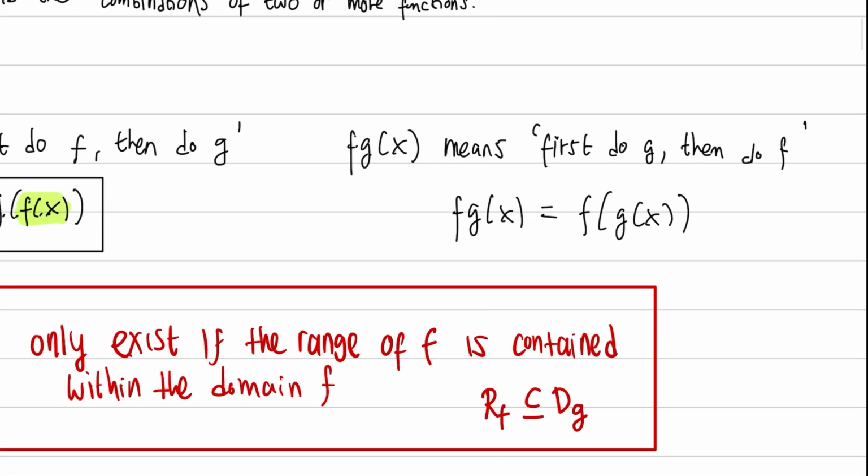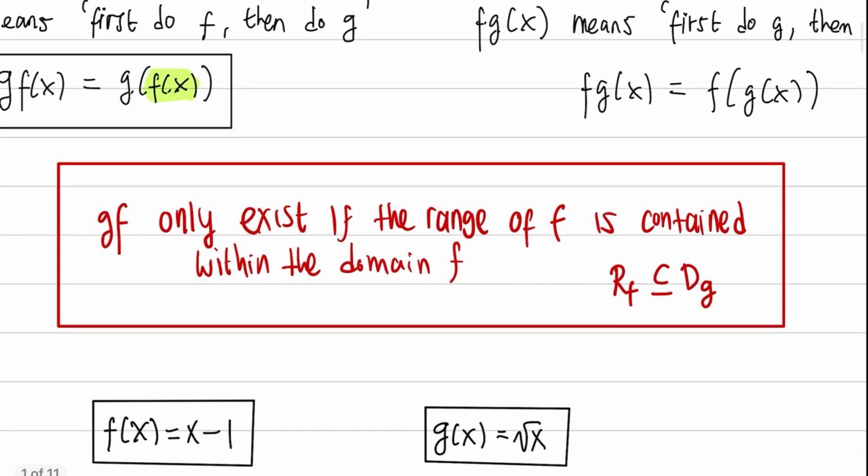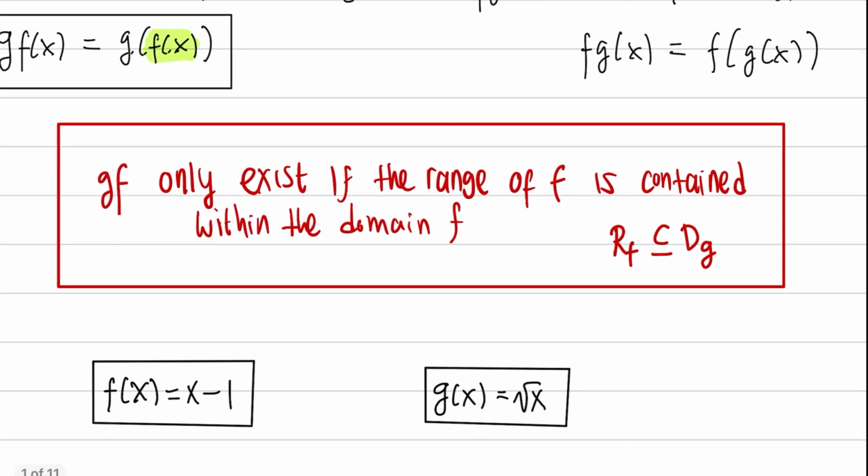Same as inverse function, we have a condition for our gf to exist. So gf only exists if the range of f is contained within the domain of g. So gf(x) only exists if the range of f is contained within the domain of g. So we can write it as: range of f is a subset of the domain of g. So the range of f is within the domain of g.